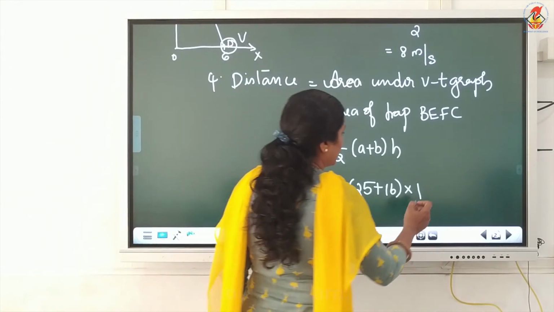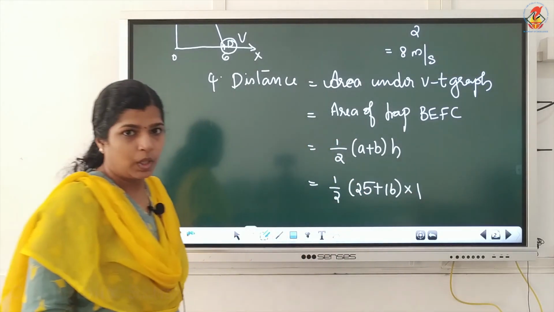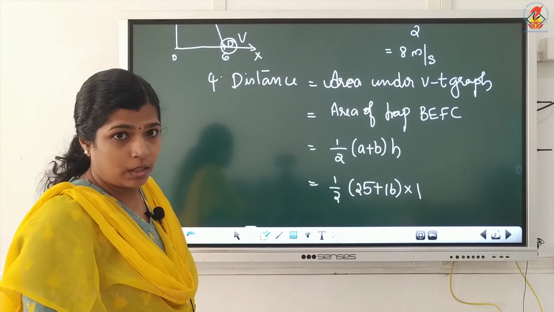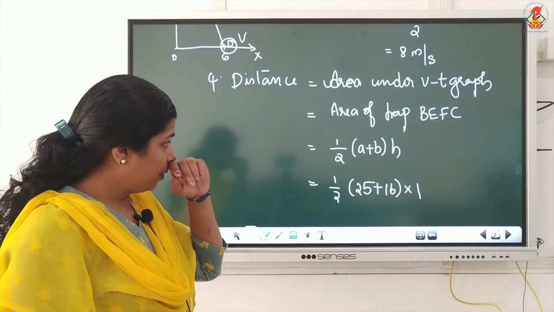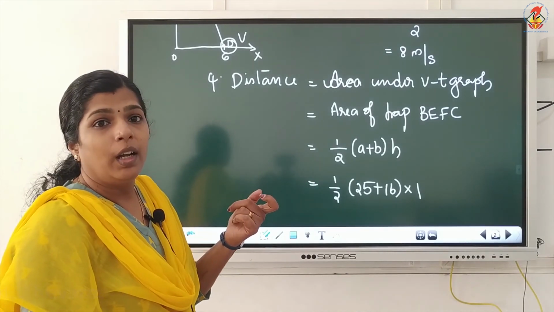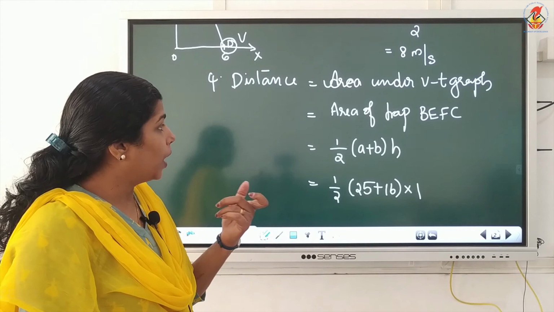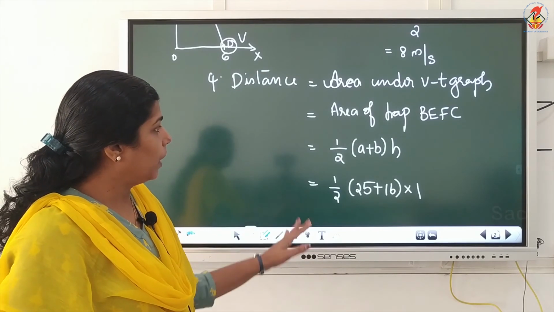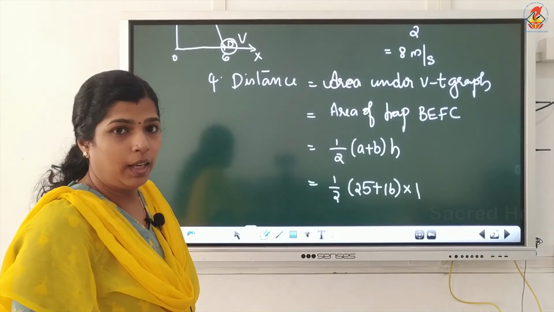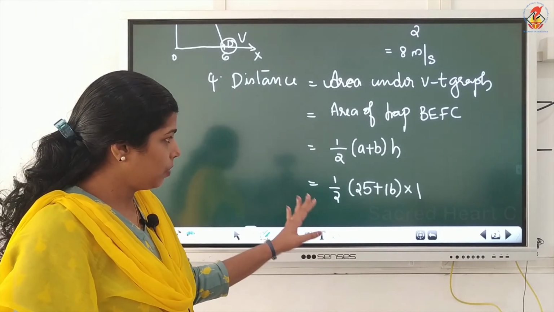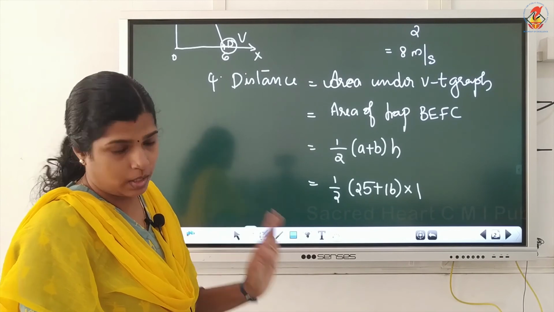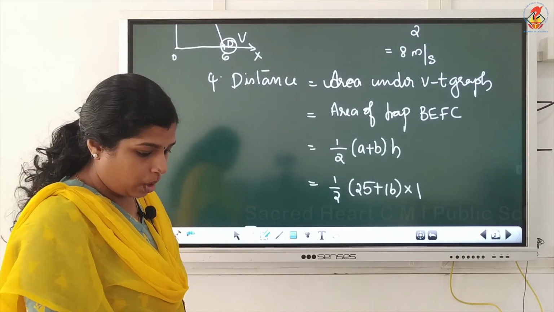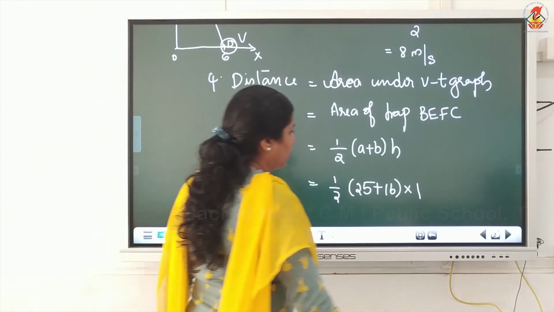Here H means 4 minus 3, that is the distance between the two parallel sides. Okay. So, when you calculate it, you will get the area of that trapezium, that is equal to the distance travelled. Okay. Now, one more question is there.